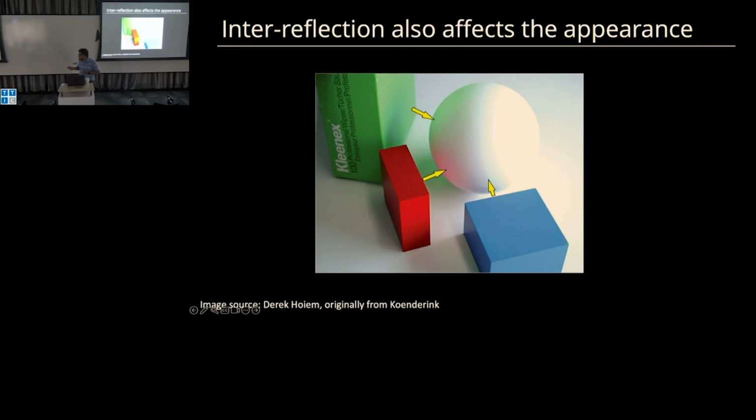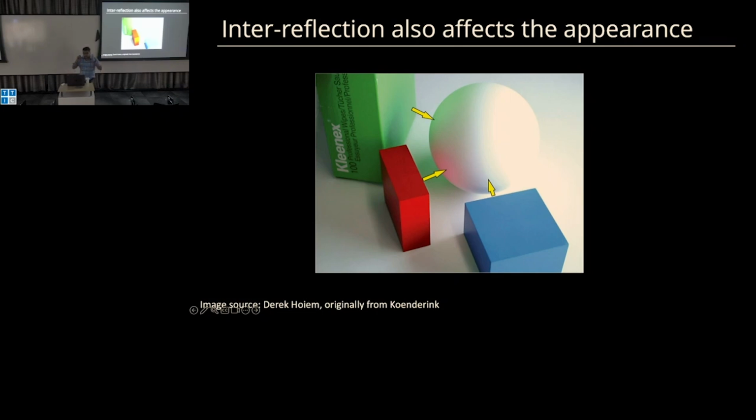So for example, if you see this white sphere, the surrounding objects around it may change its appearance. Like you see a green tinge over here, you see a red tinge, and you see a blue tinge because of the surrounding objects around it. Not just lighting, the interreflection, the way light bounces off the surface, may also affect the appearance.